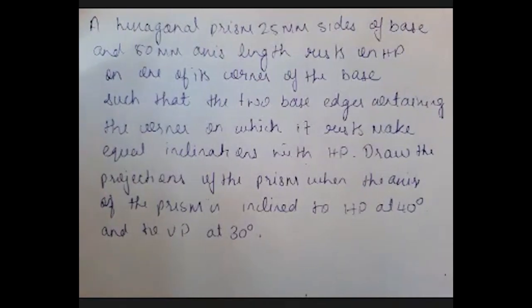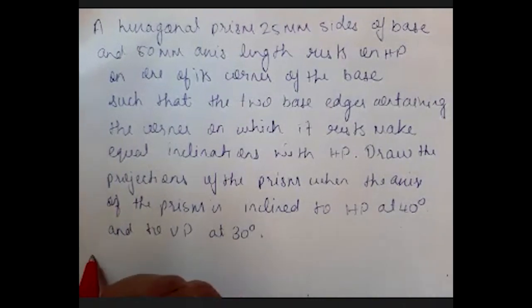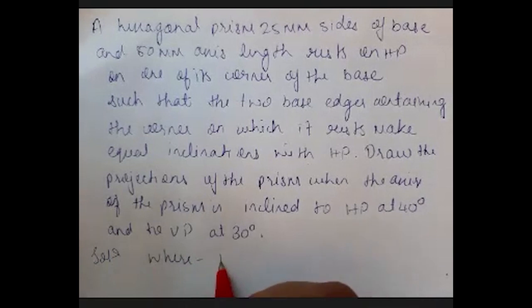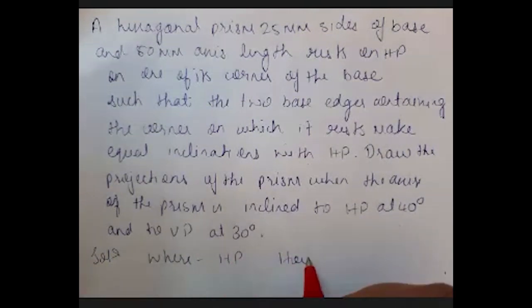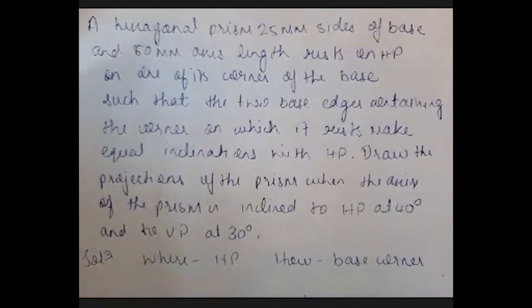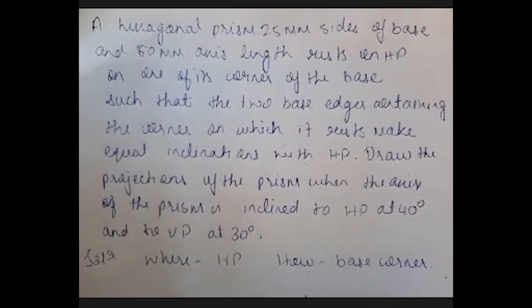I read the problem. I have a hexagonal prism of 25 sides of base and 50 axis length, which is resting on HP on one of its corners of the base. So I can understand the two solutions of the question, that is, where it is resting and how it is resting. It is resting on the base corner. So I understood that I should have a corner on my right hand side of the diagram.